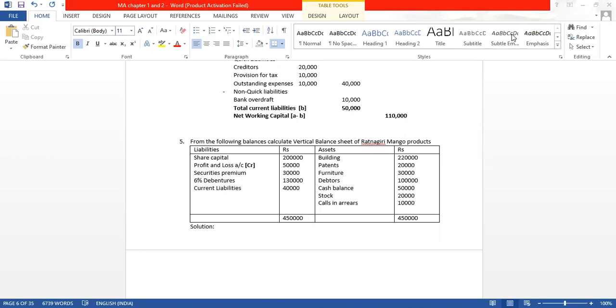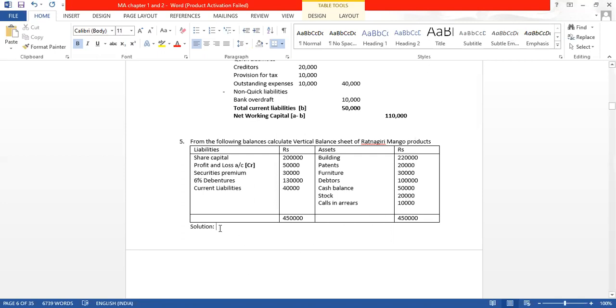Calls in arrears means outstanding amount on calls. The company has called the amount, but shareholders have defaulted. They have not paid the amount payable on the share. That is calls in arrears. 4,50,000. Now let us start with the sum.